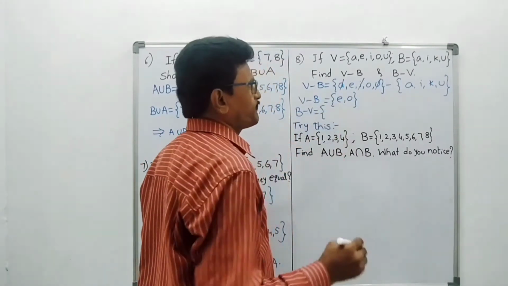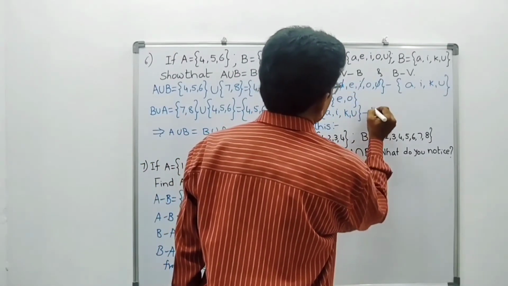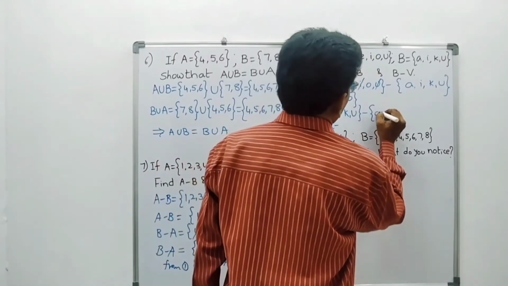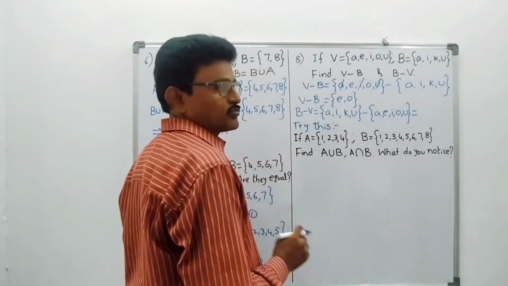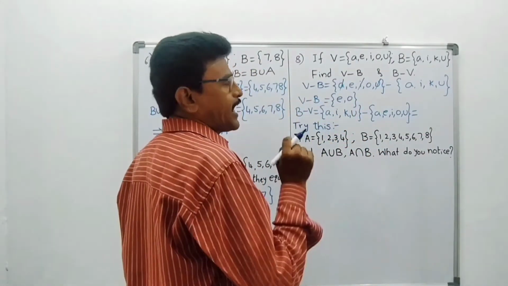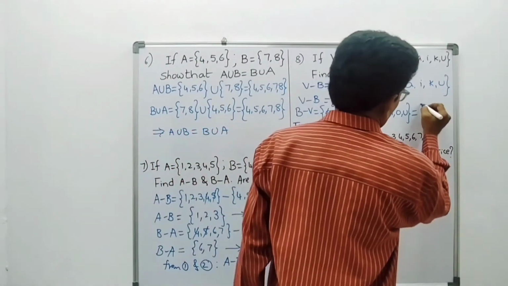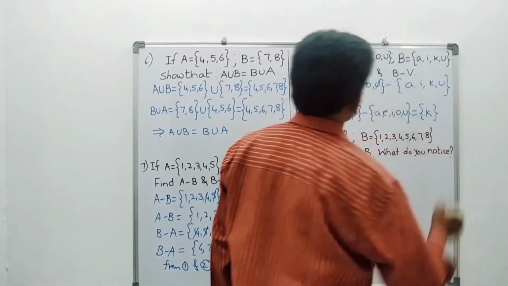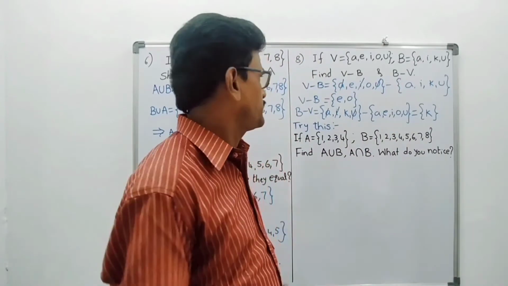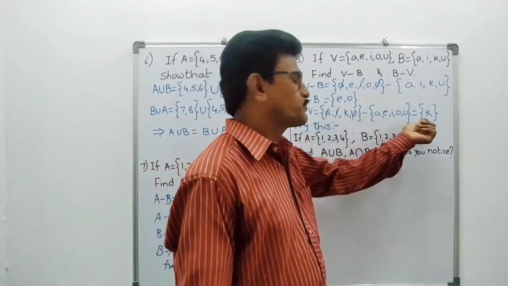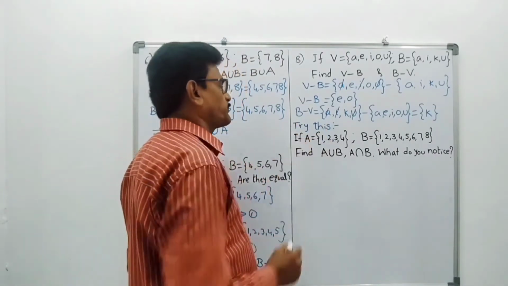Now what is B minus A? Write down the elements of B first: A, I, K, U minus. Now what are the elements of A? A, E, I, O, U. Okay? Now the same common part, A, I, U. Cut A, I, U. Now only K is there. So here also we can say A minus B is not equal to B minus A. A minus B is E, O, but B minus A is only K. Both are not equal.